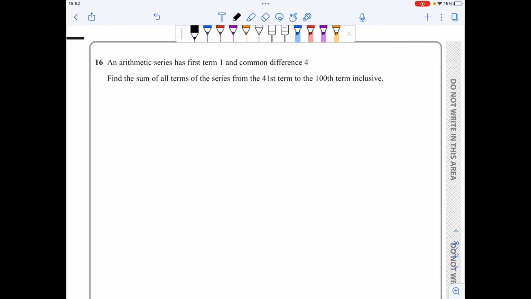For question 16, I have an arithmetic series. First term a is equal to 1, and the common difference is equal to 4. I need to find the sum from the 41st to the 100th term, I'll use the following formula.